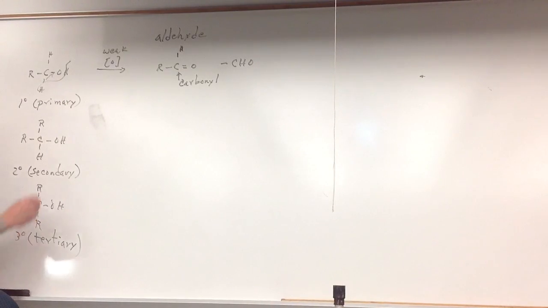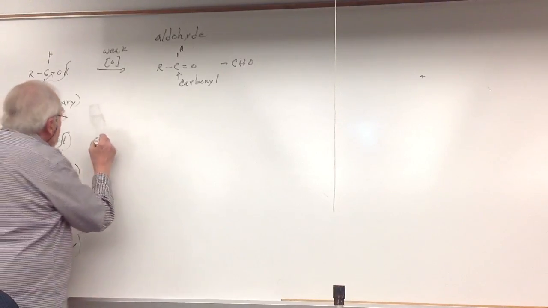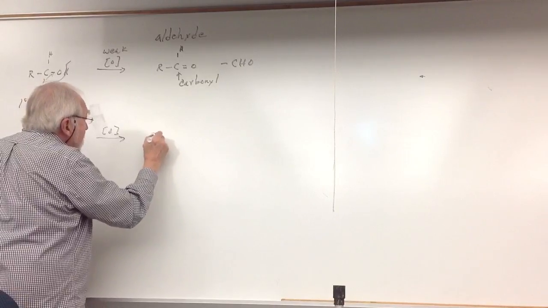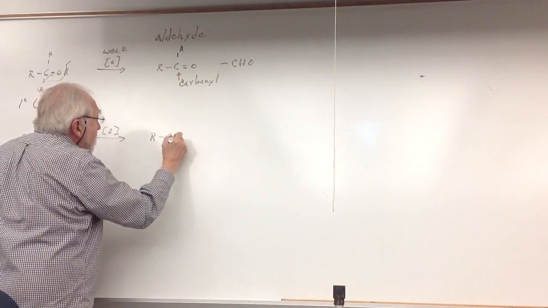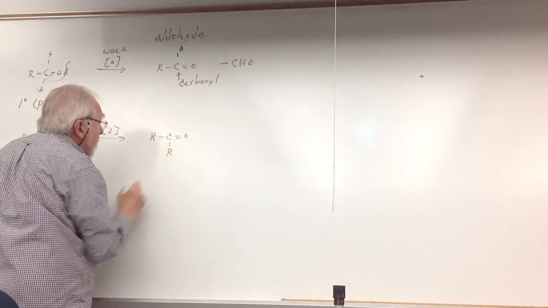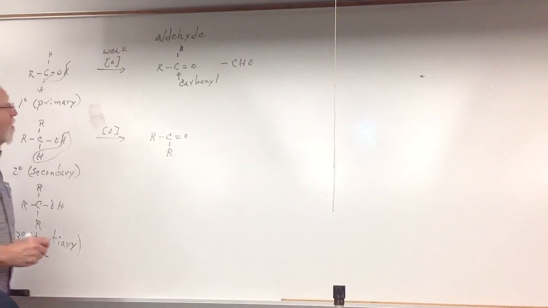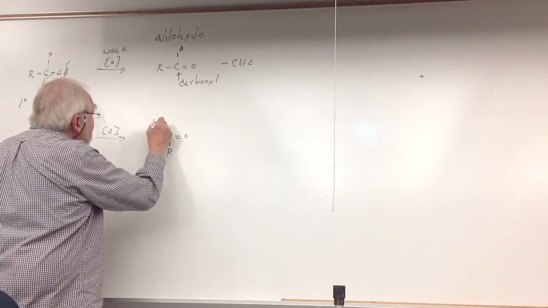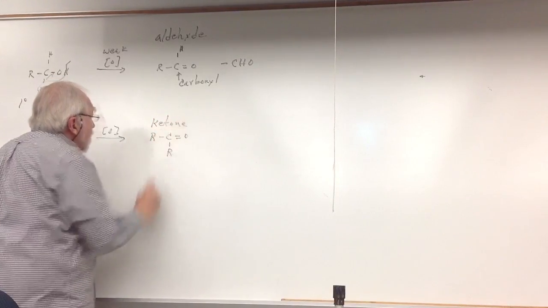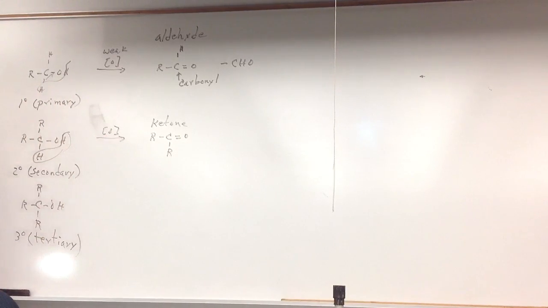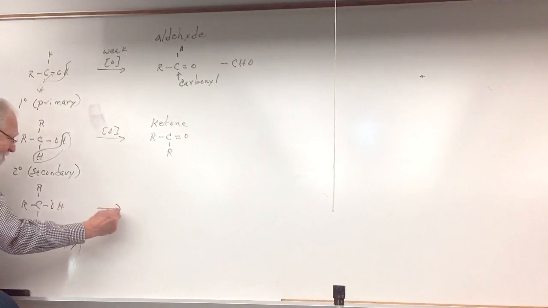The secondary alcohol, get rid of that. Something like that. No hydrogens on here. This is called a ketone. So if you oxidize a primary alcohol, you're going to get an aldehyde. If you oxidize a secondary alcohol, you get a ketone. What happens here?